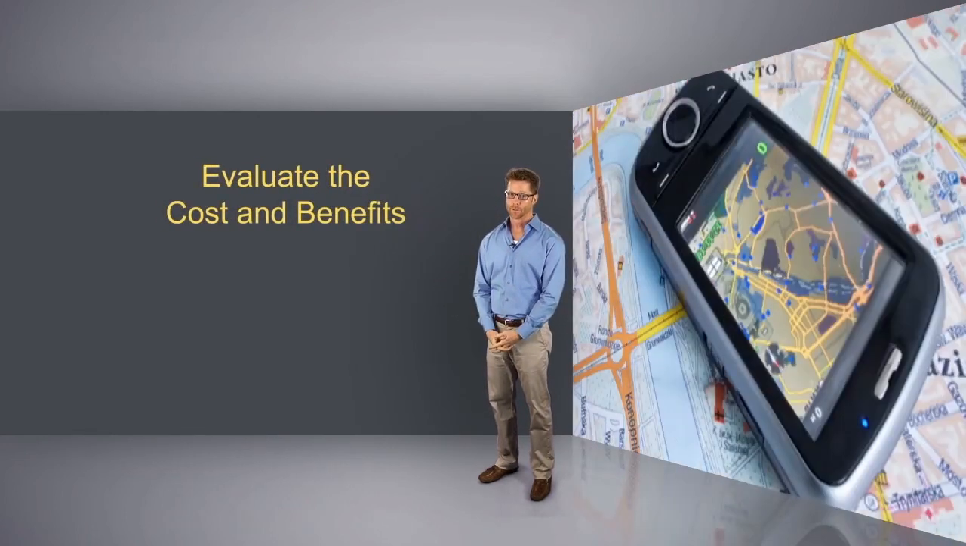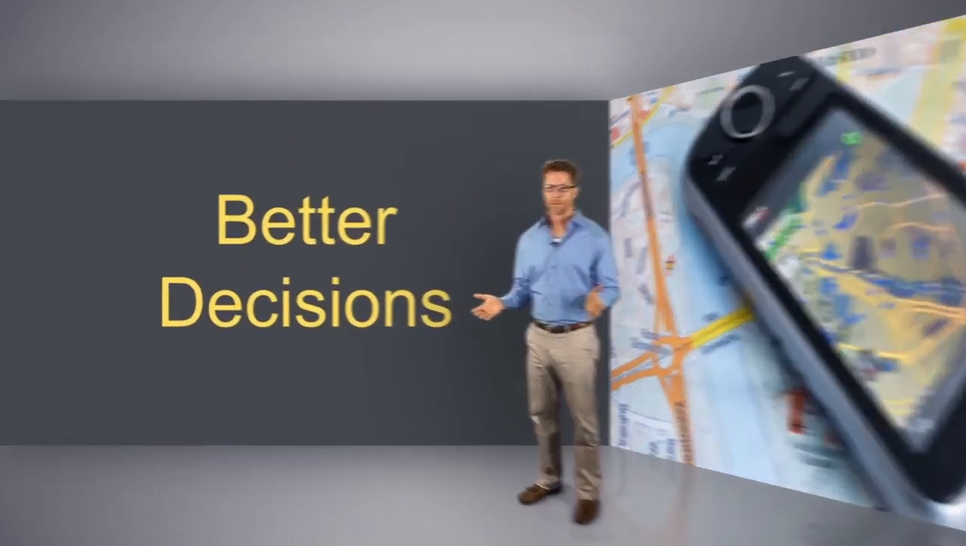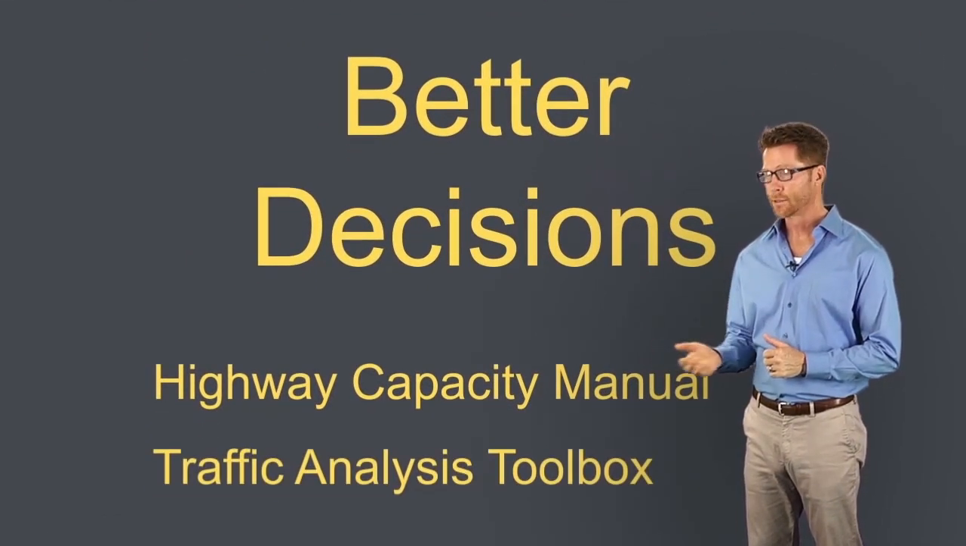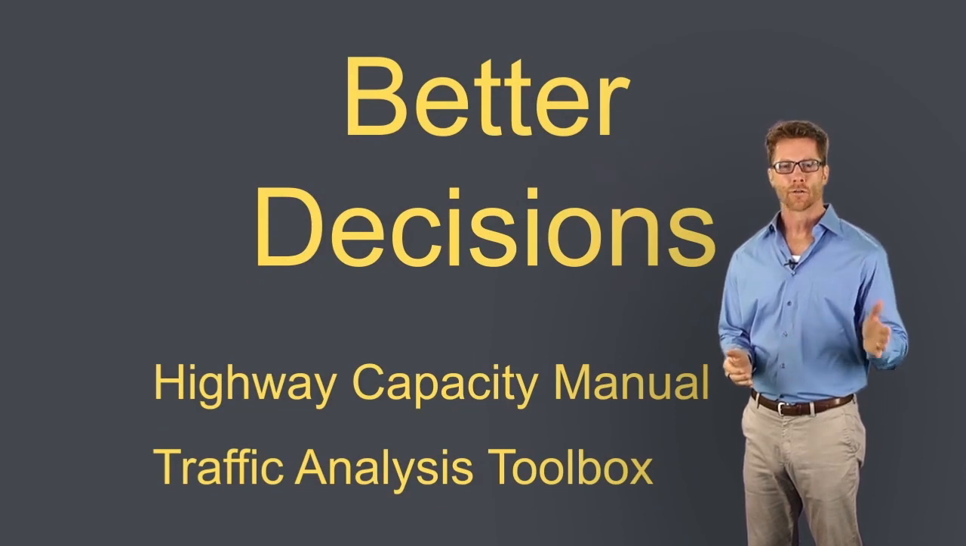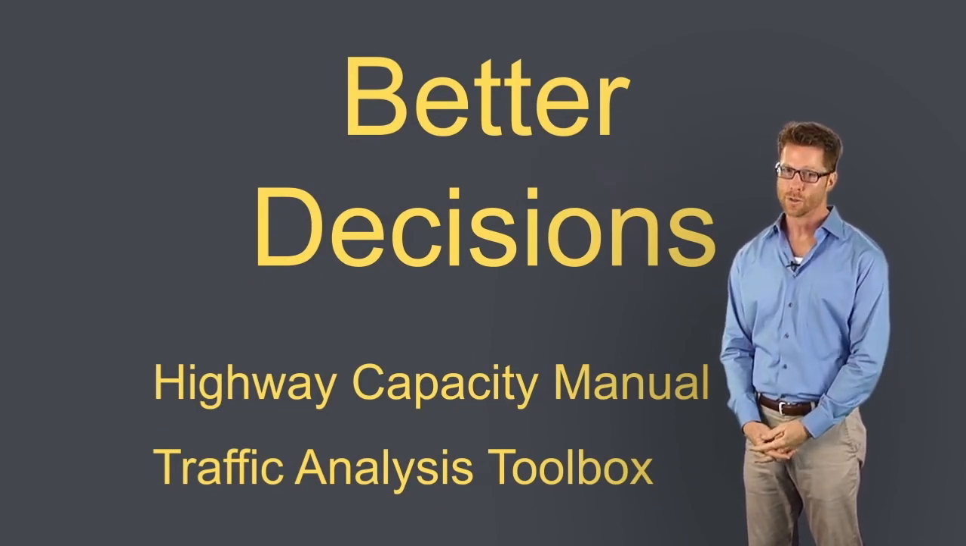As our examples illustrate, when agencies use more robust field data and select the right analysis tool for the project, they develop more reliable analysis to help them make better decisions. The Highway Capacity Manual and the FHWA's Traffic Analysis Toolbox contain methods for conducting traffic studies, and the Federal Highway Administration recommends that agencies use these when working on any traffic analysis.